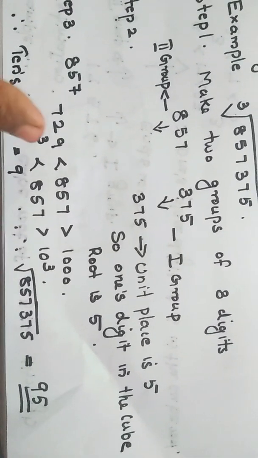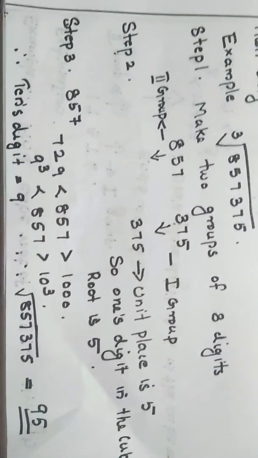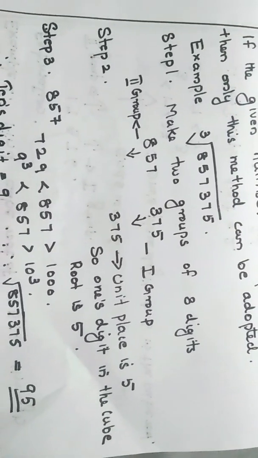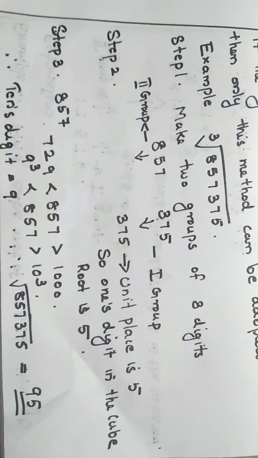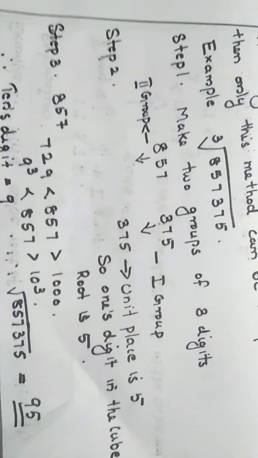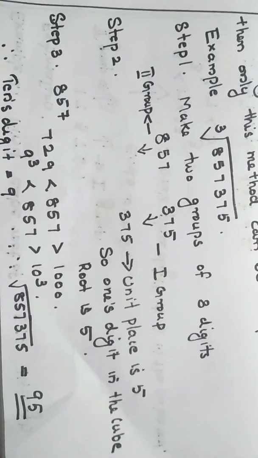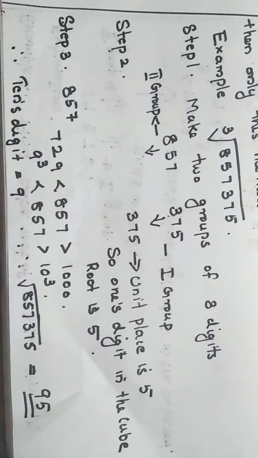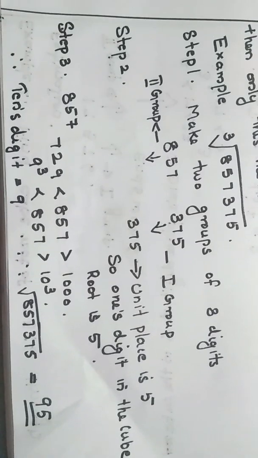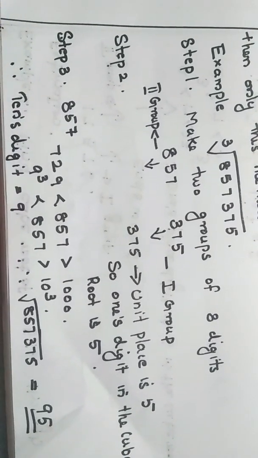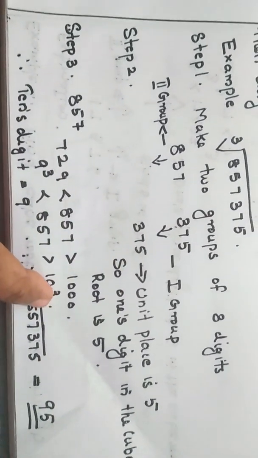Okay. So first we will group the digits into groups of 3. Then the first group will decide the ones digit. The second group will decide the tens digit. And then, you understood the method from here?